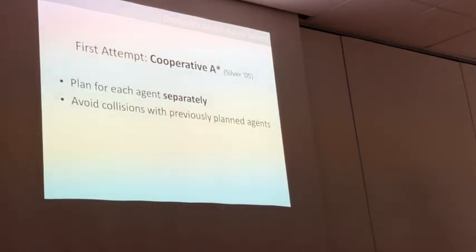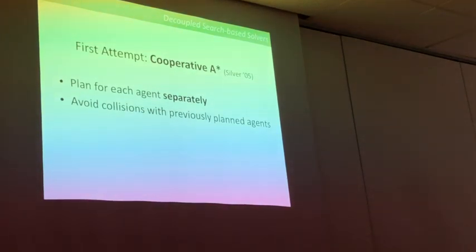So this is Silver's famous work on cooperative A*, and the idea is very, very simple. It's amazing that it was only invented 13 years ago, because at least the basic approach is very simple. You take every agent, you plan for it separately, and every time an agent plans, it tries to avoid the previous plans of the other agents. Okay, so let's see how it works.